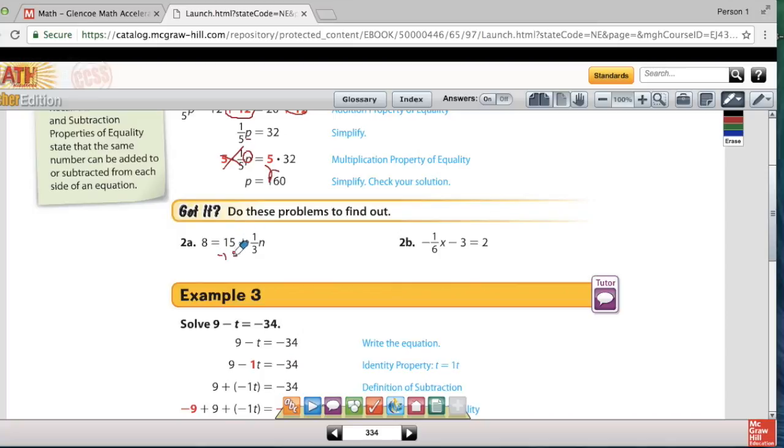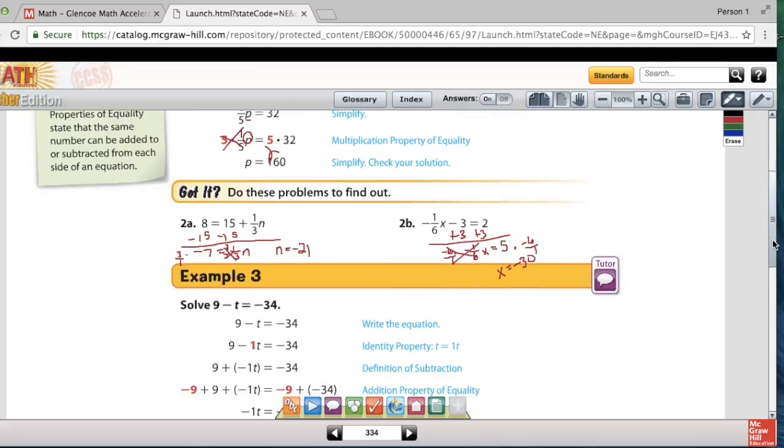So minus 15, and we get negative 7 equals 1/3 n. Multiply by 3 over 1, multiply by 3 over 1, and n equals negative 21. On 2b, plus 3, negative 1/6 x equals 5. Multiply by negative 6 over 1, and multiply by negative 6 over 1, and we get x equals negative 30.